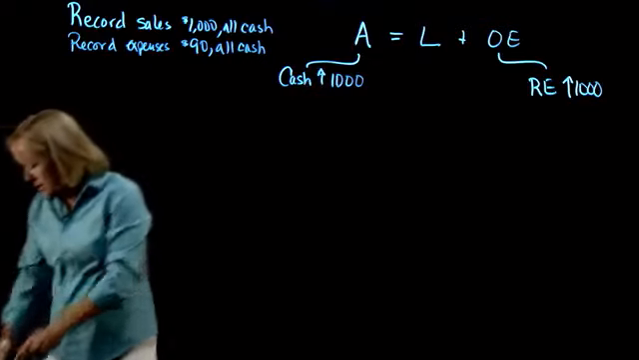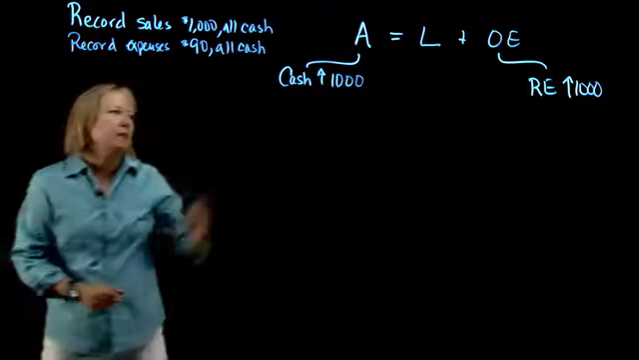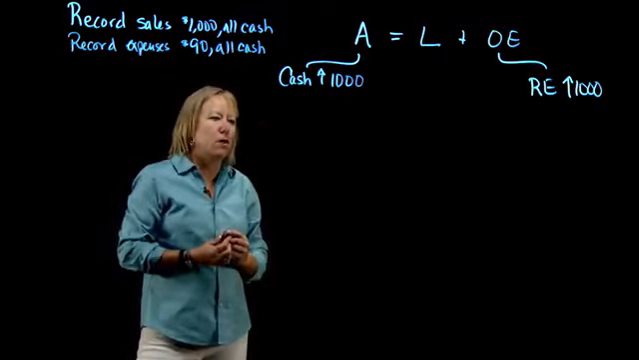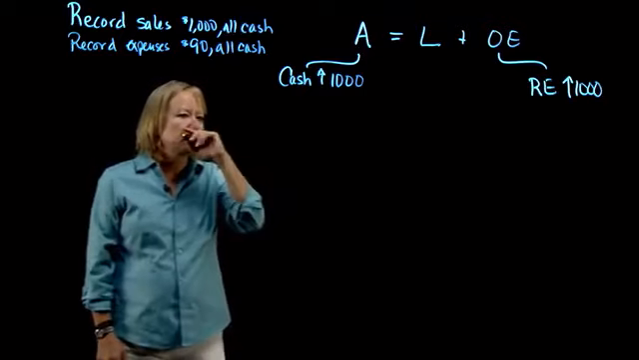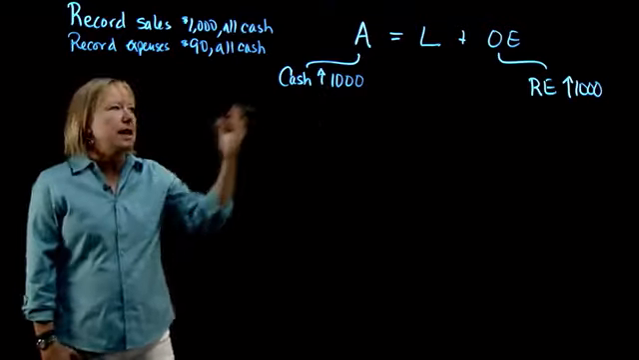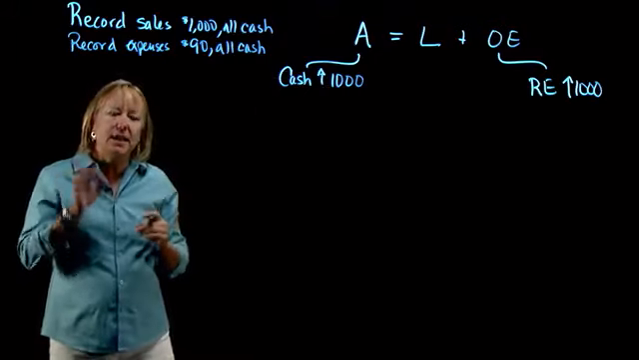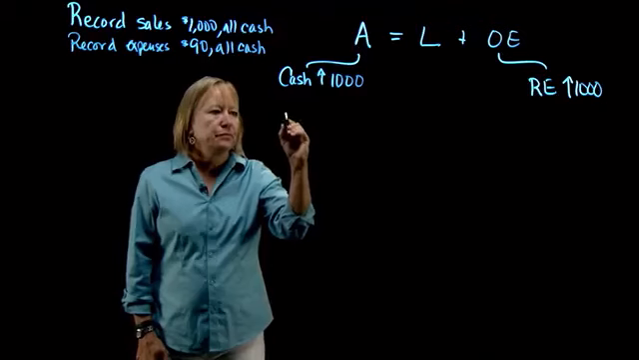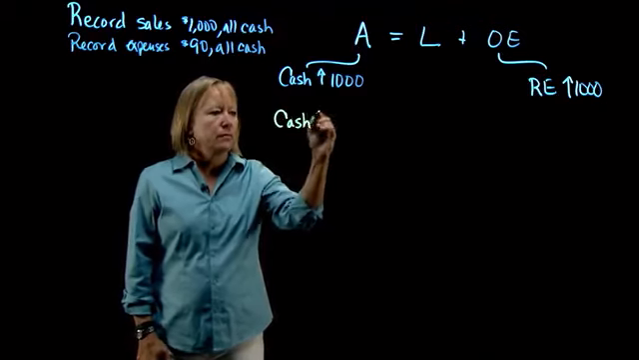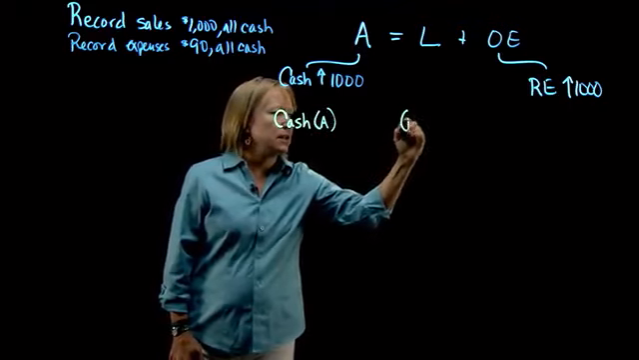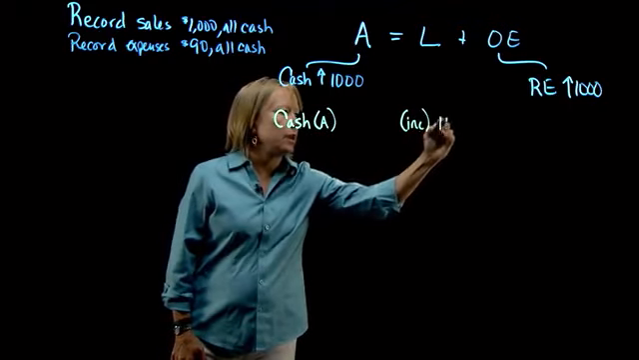Let's record the journal entry here for the sales of $1,000. We know that cash increases by $1,000. Cash is an asset. It's increasing, so that's a left-hand side entry or a debit. Cash, asset, increase, $1,000.